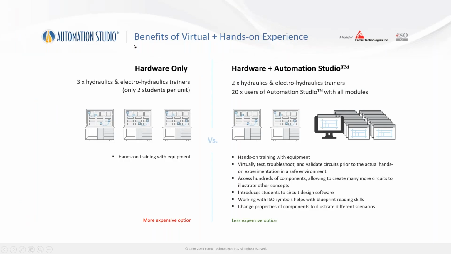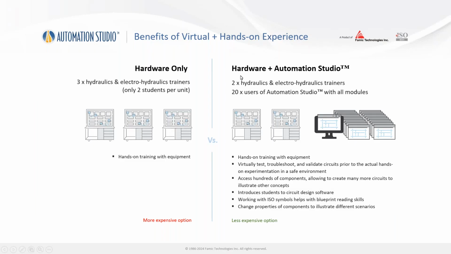Moving forward, what are some benefits of virtual plus hands-on experience? As we can see, we have bifurcated the screen into two parts. On the left hand side, we have hardware only, and on the right hand side, we have hardware plus Automation Studio software. Hardware only is comparatively a much more expensive option, as schools need to invest much in the hardware part. Here you can see we have three hydraulic and electro hydraulic trainer kits available, and only two students will be able to perform their experimental work.